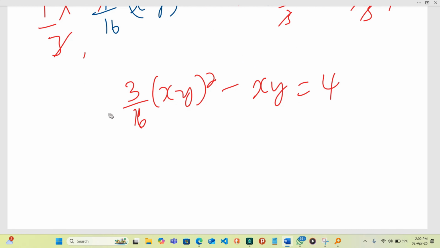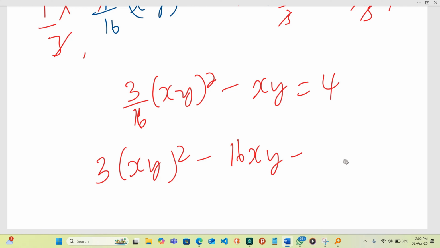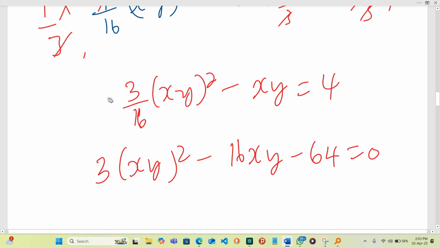So what does that mean? I cross multiply. This becomes 3(xy) squared minus 16xy minus 64, and this is equal to 0. How is that possible? Multiply here by 16, and by 16 here. This and that go away, so we'll have 3(xy) squared minus 16xy. Then I move this 4 times 16 to this side, and it becomes minus 64.